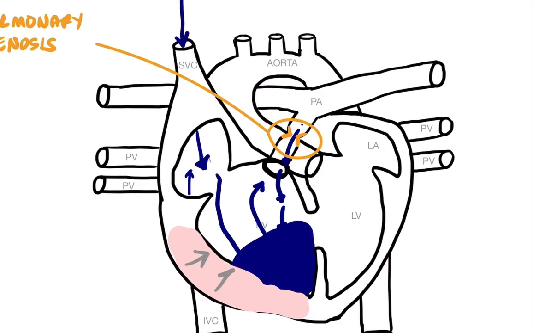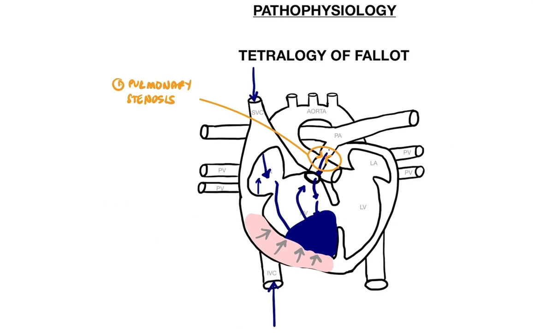Has to push extra hard to get that blood delivered through that narrowing. And that is what we call, okay? And so through time, if this keeps happening chronically, what happens to this part of our heart?